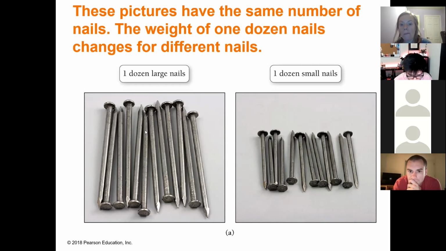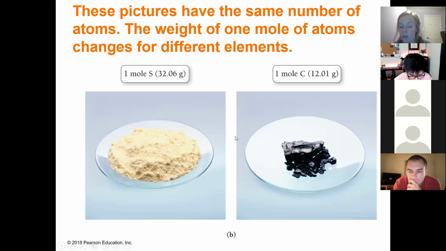The same thing is true when we're talking about that chemist dozen or moles. On the left, I have a mole of sulfur. On the right, I have a mole of carbon. Both of those 2 dishes contain 6.022 times 10 to the 23rd atoms of their constituent element, but they have a different mass. Sulfur weighs 32.06 grams. Carbon, 1 mole of it weighs 12.01 grams.